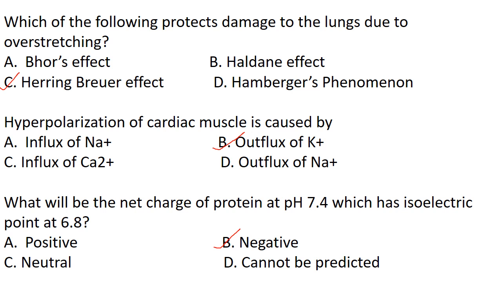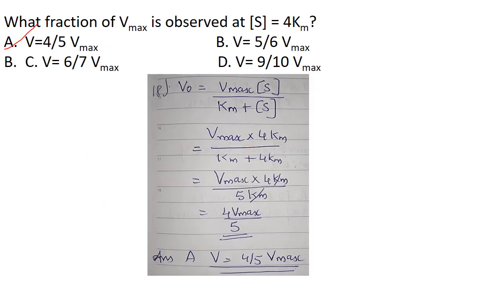So here the answer is negative. Then next one. What fraction of Vmax is observed at S equal to 4 Km? So we know the Michaelis-Menten equation. V0 is equal to Vmax times concentration of S by Km plus concentration of S. So Vmax into, we have to substitute 4 Km for concentration of S as given in the question. Substitute, then solve, then you will get 4 by 5 Vmax. So the answer here is option A, that is 4 by 5 Vmax.